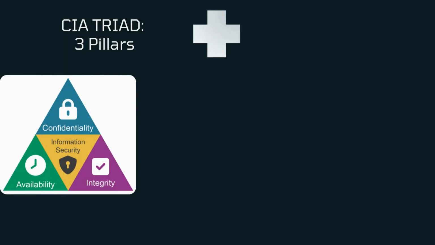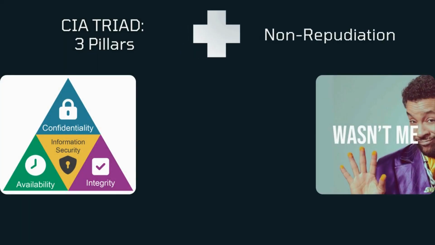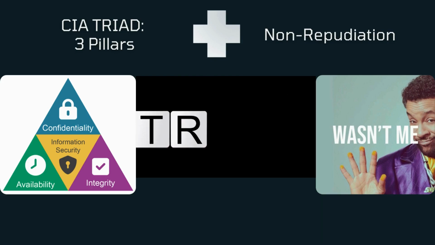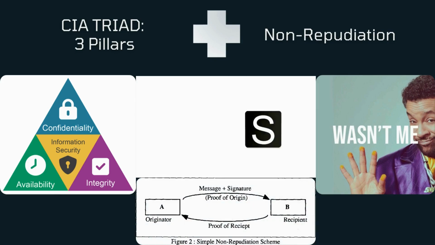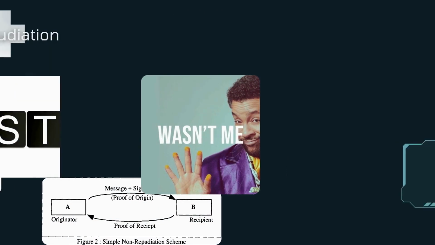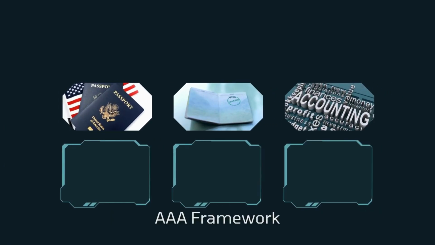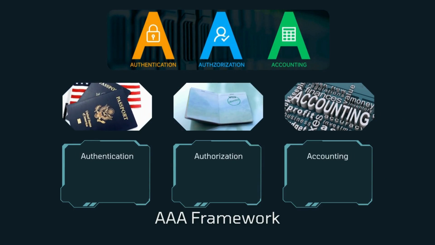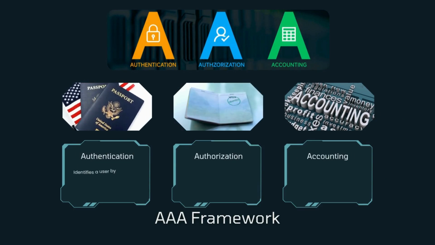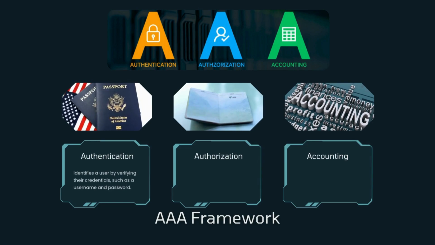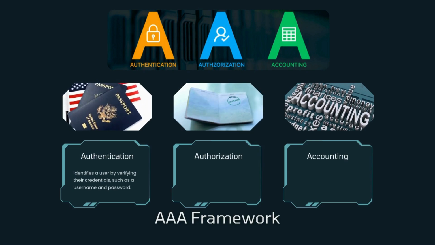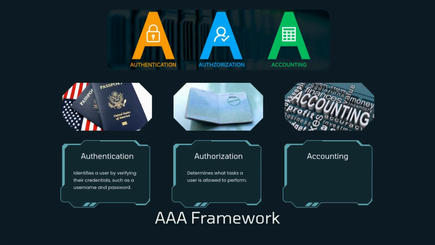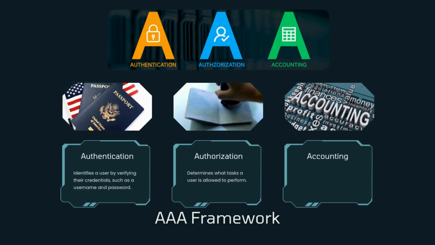But in addition to the CIA Triad, we have non-repudiation, which upholds trust and accountability through mechanisms such as authentication, digital signatures, and even audit trails. Moving forward, the AAA framework, which stands for authentication, authorization, and accounting. Authentication identifies a user by verifying their credentials such as username and password, while authorization determines what tasks that user who has been authenticated is allowed to perform.